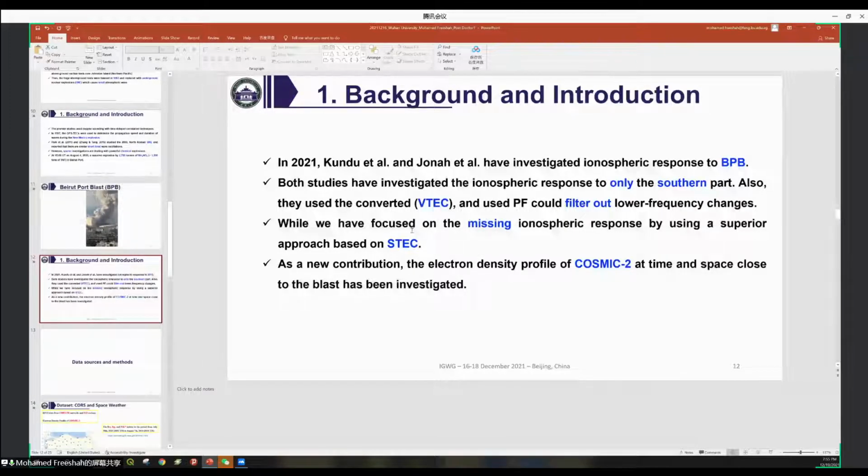Okay, so you have multiple sources of data. Yes, multiple sources and a new finding, because they only focus on the southern part, and they missed the disturbance in the north part. But we find it because they use the vertical TEC, and the vertical TEC is a projected value, and as you know, using the mapping function could decrease the precision.